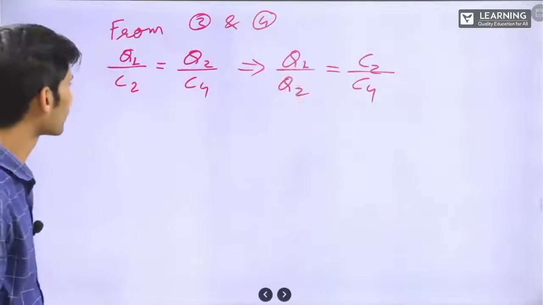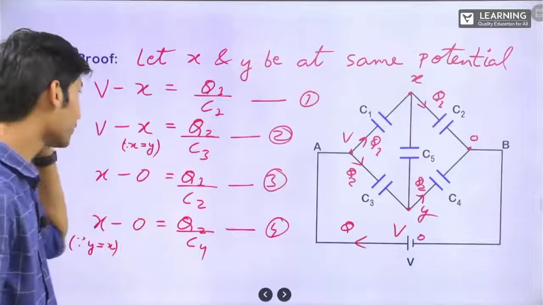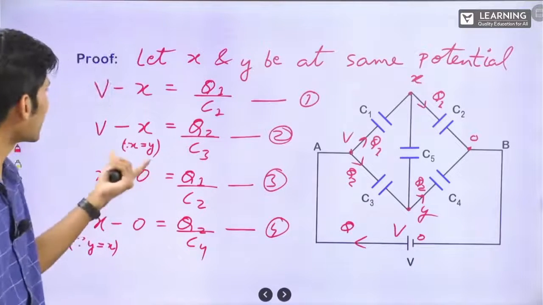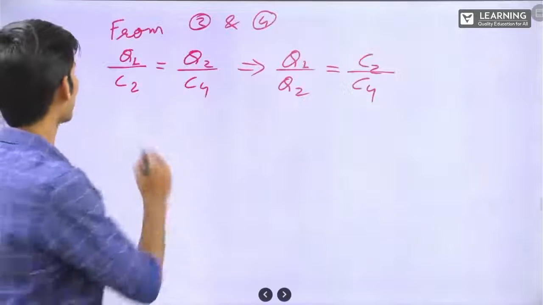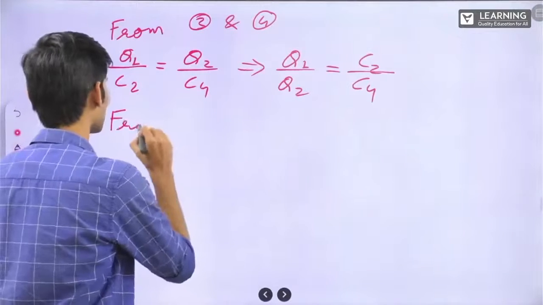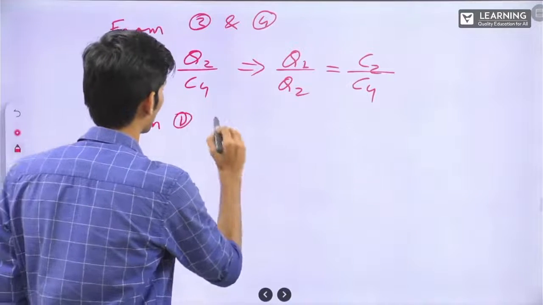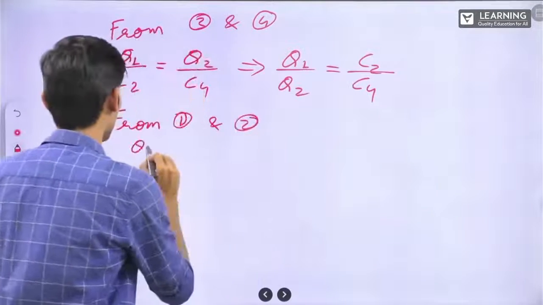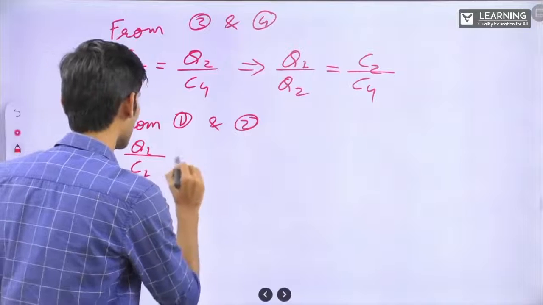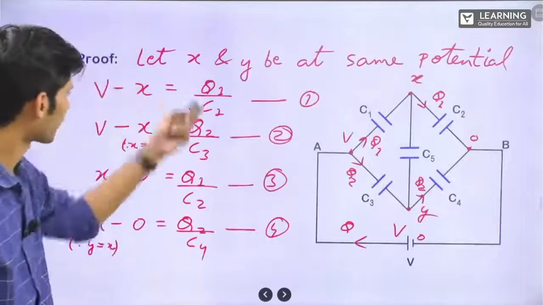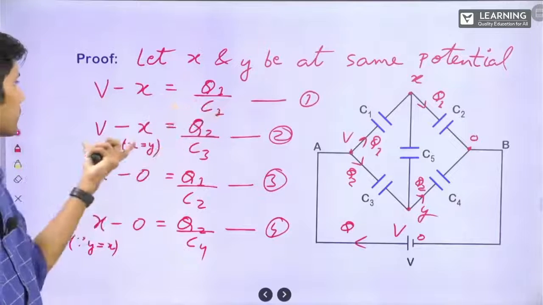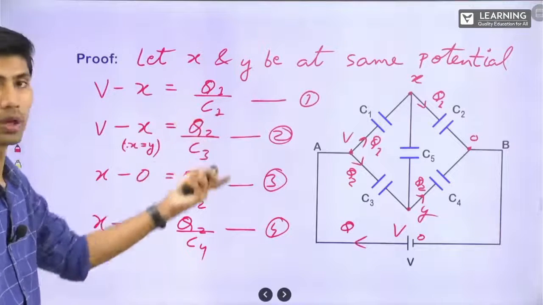Remember this. Fine. Now, from 1 and 2 what can we get? From 1 and 2 we are getting that Q1 by C1 is equal to Q2 by C3. Correct? V minus X is this, V minus X is this. So these two are equal.